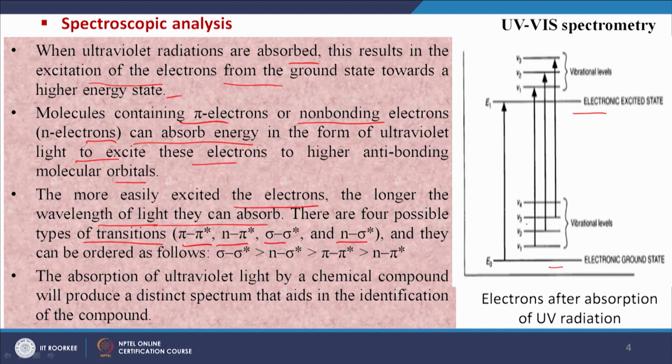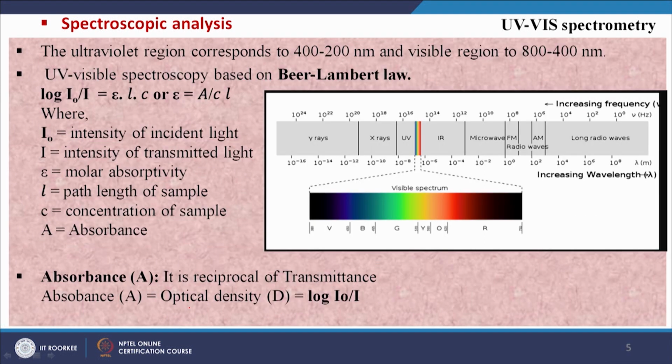That means, as mentioned here, there are 4 types of electron transitions to other positions, and they can be ordered as follows: sigma sigma is greater than n sigma, which is greater than pi pi and n pi. The absorption of ultraviolet light by a chemical compound will produce a distinct spectrum that aids in the identification of the compound. So, how does UV visible spectroscopy work?